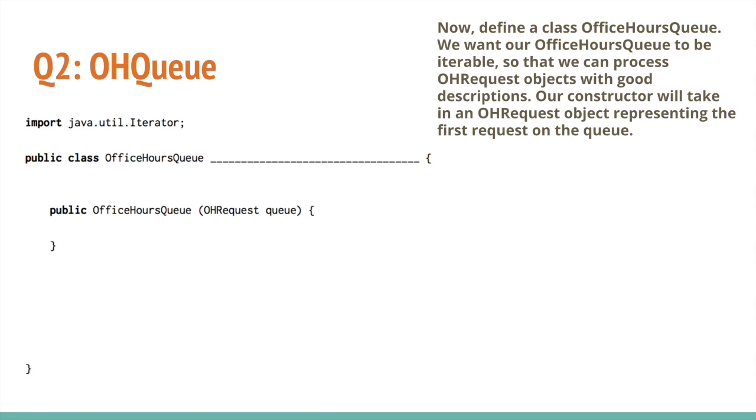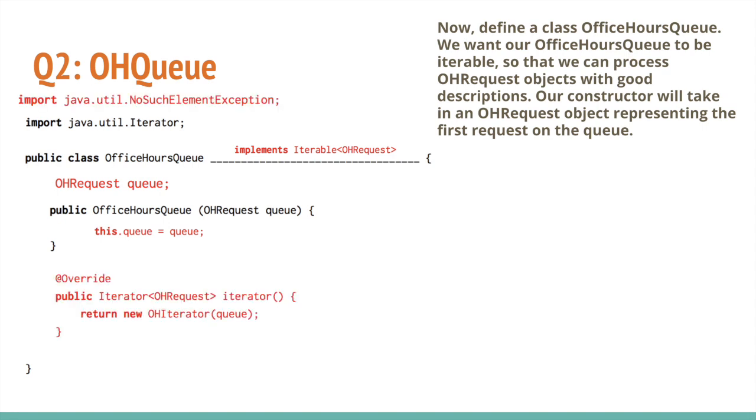So now we're ready to define our office hours queue class. We want it to be iterable so we can process OHRequest objects with good descriptions, so we need it to implement the iterable interface. Our constructor will take in an OHRequest object representing the first request in the queue, so we need to have an OHRequest variable and initialize this. And lastly, since we've implemented iterable, we need to define an iterator method that returns a new iterator object. So in our case, we just want to return a new instance of the OHIterator we just created by passing in our first request.